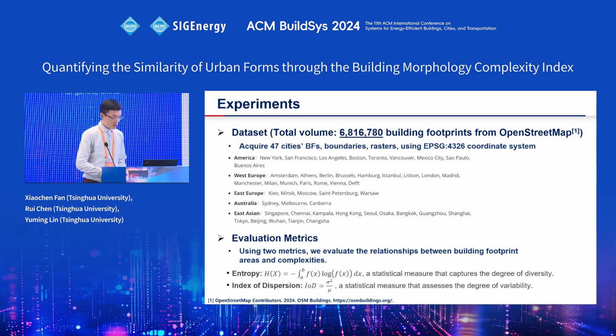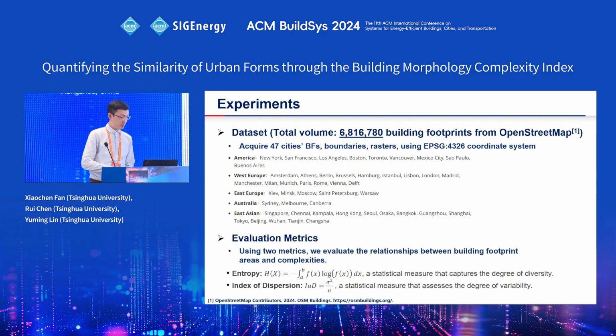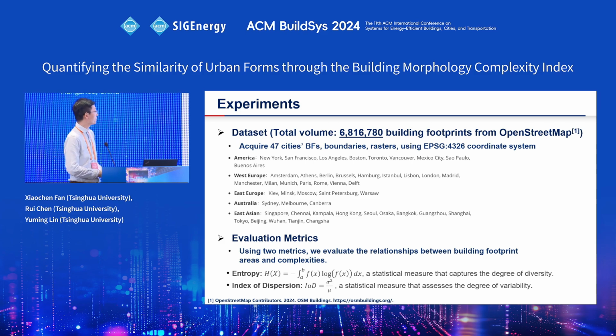So here are our initial results on the experiment. This is a novel paper. The dataset contains over 6.8 million building footprints covering 47 cities around the world. And we also collected the boundaries, registers, and used a coordinate system to align this data to each city. So here we list different cities on different continents.